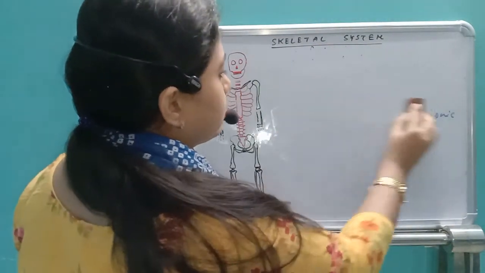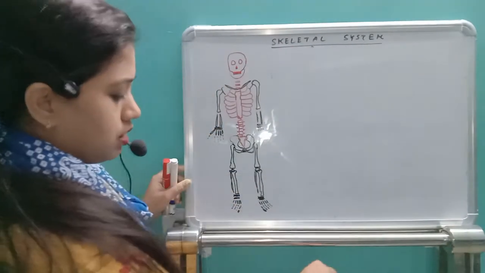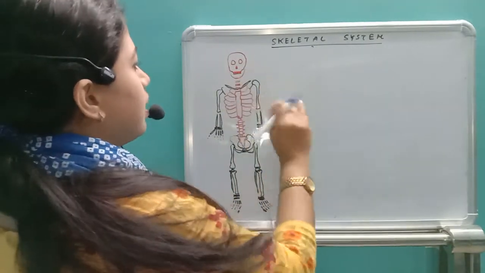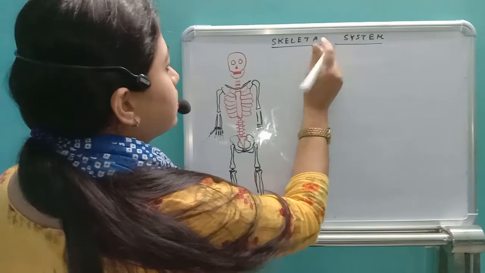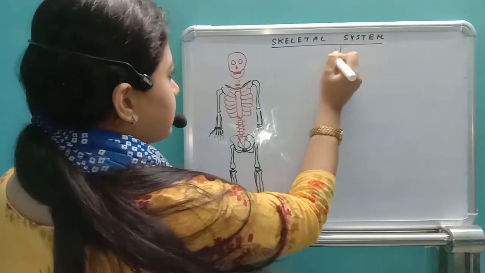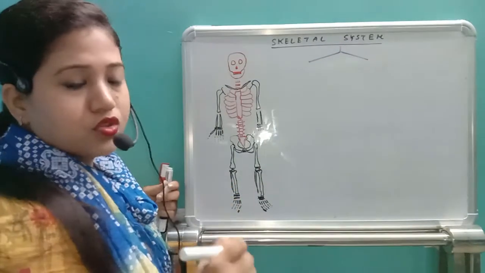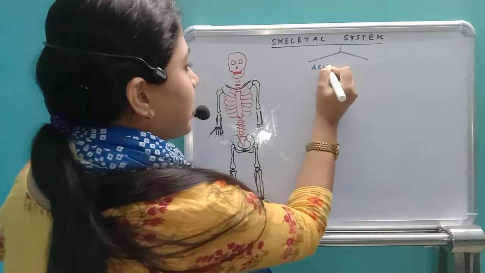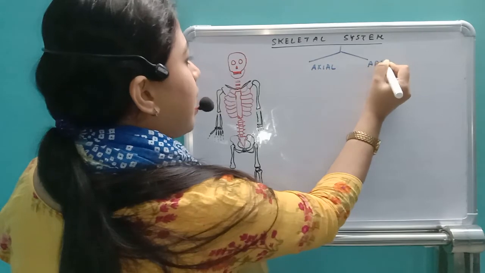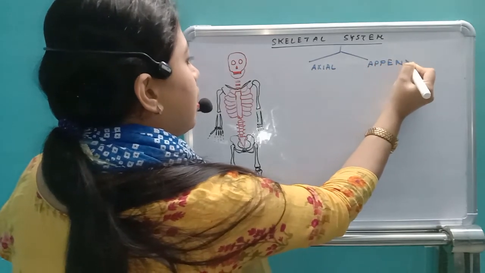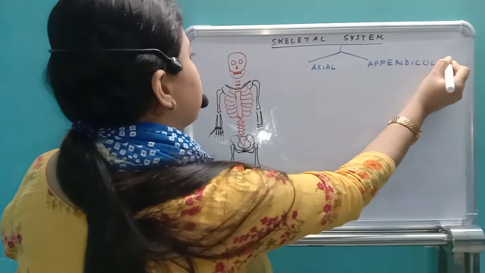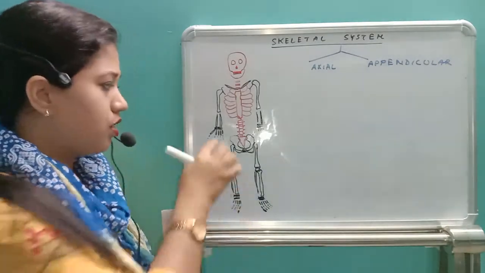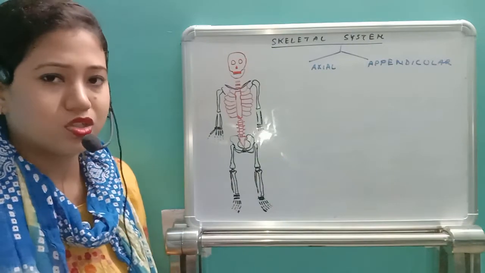First of all, in this chapter we are discussing only the endoskeleton, the whole skeletal system. So the endoskeleton is divided into two parts. One is the axial skeleton and another is the appendicular skeleton. The word appendicular comes from appendages. How many appendages do we have? 1, 2, 3, 4. We have four appendages.